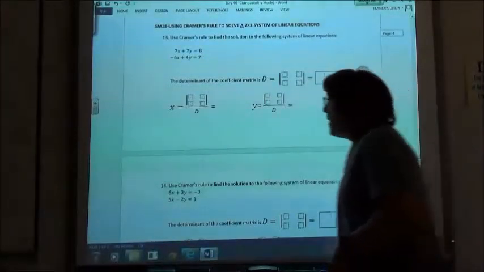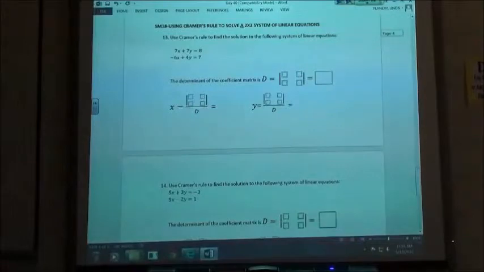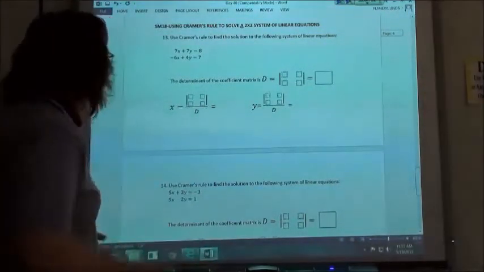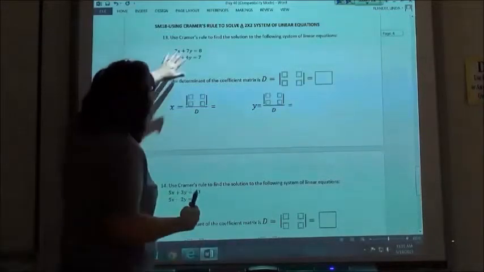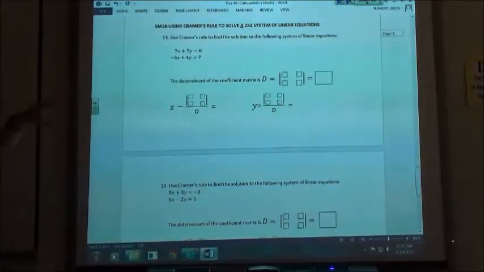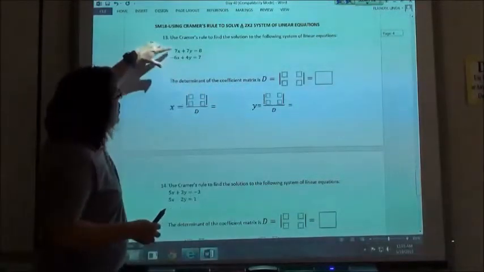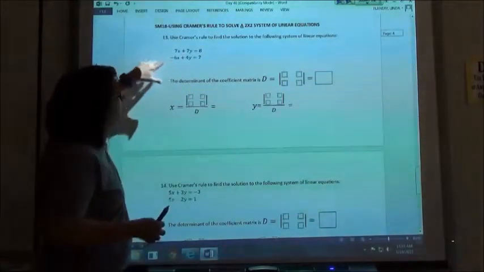So, if I had this system of equations, I could solve it by the addition method, I could solve it by the substitution method, I could solve it by graphing, but I can also solve it by Cramer's rule. Cramer's rule sets up 3 different determinants that we're going to solve to help us find the value of x and y. So, the first determinant, D, is the coefficients of your system of equations.